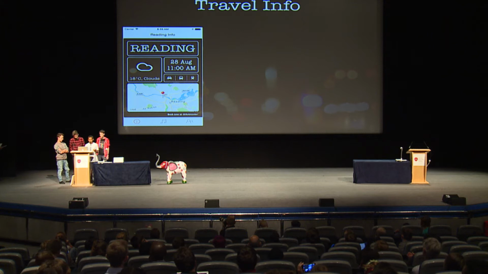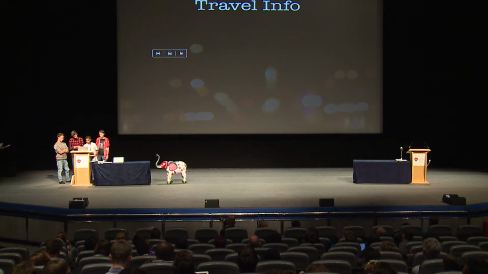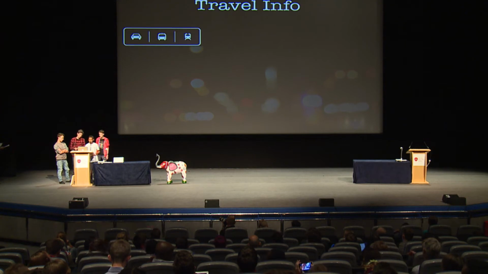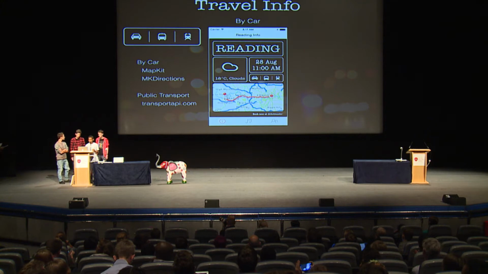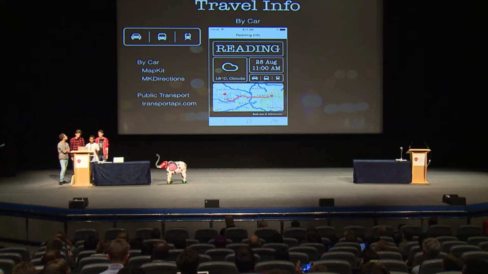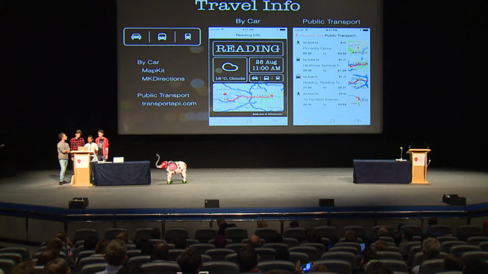So also on the homepage, there's the travel info, which is triggered by this button here. It gives you 2 options, to go by car or use public transport. When you click by car, it shows an orange line on the map in a sat-nav interface, and when you choose public transport, it gives you a list of instructions from transportapi.com on how to get to your festival through public transport.